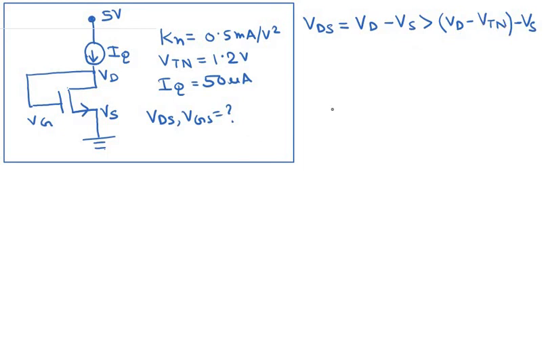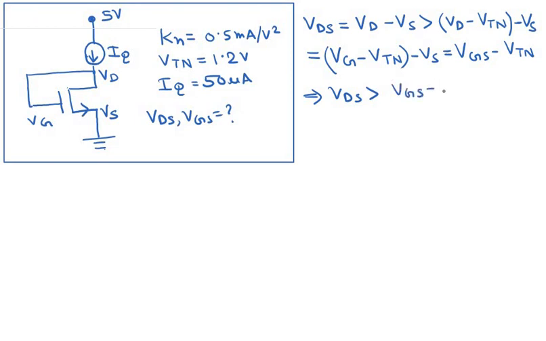Now Vd and Vg are the same because this gate is shorted with the drain over here. So then Vd minus Vtn is equal to Vg minus Vtn minus Vs. So this is equal to VGS minus Vtn. So we get the equation VDS is greater than VGS minus Vtn. So the MOSFET must be operating in saturation again.